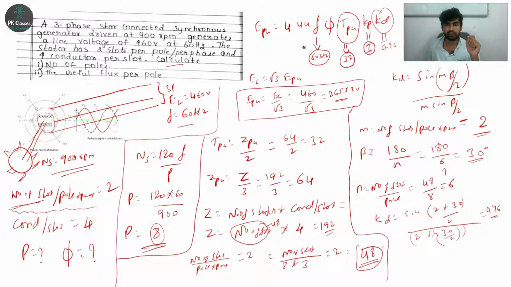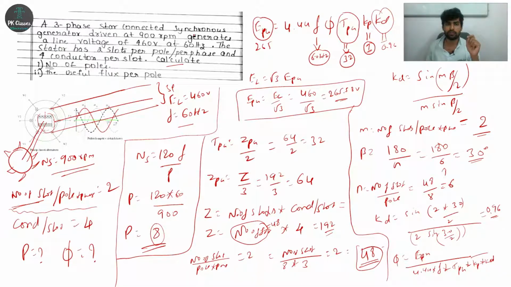Now we can calculate flux. So E phase we got 265, so all the values are known. Now I'll take the flux. Flux is equal to what? E phase divided by 4.44 into frequency into T phase into Kp Kd. Kp is into Kd, right?